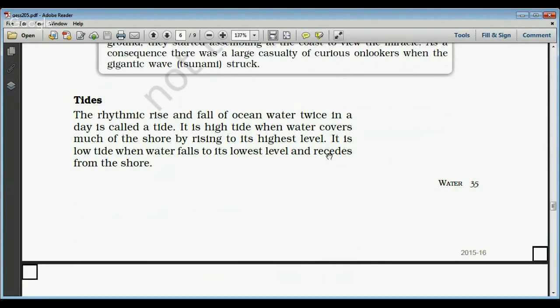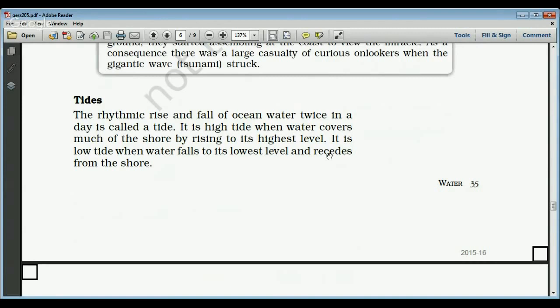Now we'll come to the second type of ocean circulation, that is tide. See, the rhythmic rise and fall of ocean water twice in a day is known as tide. And why this rhythmic rise and fall? Because of two types of forces. One is the gravitational force between the moon and the sun, and the second is the centrifugal force, which is opposite to the gravitational force of the moon.